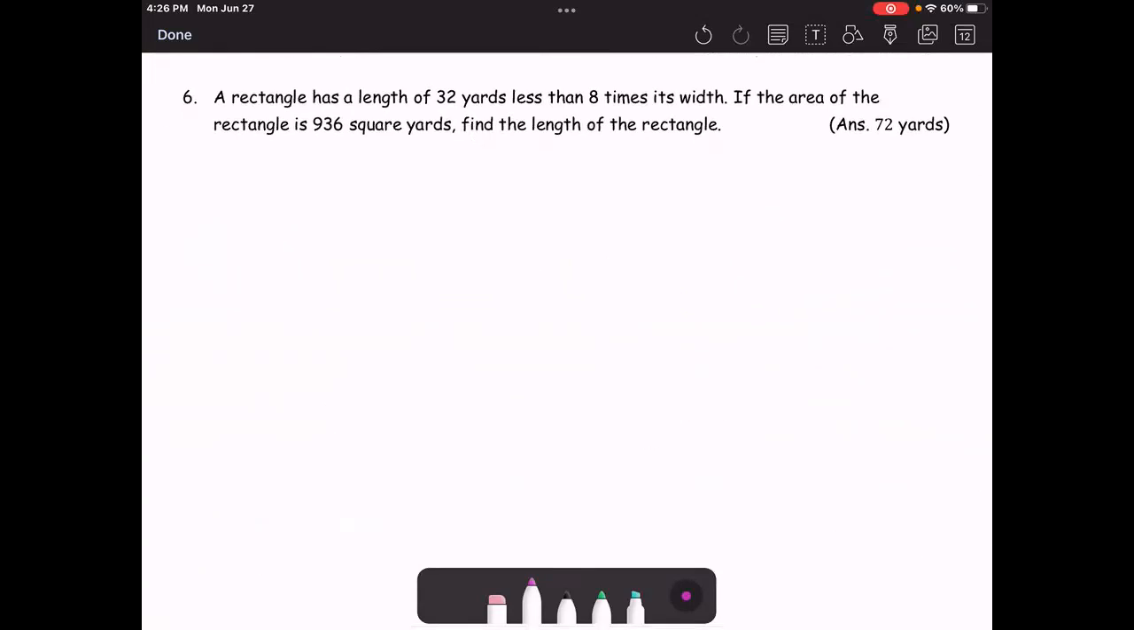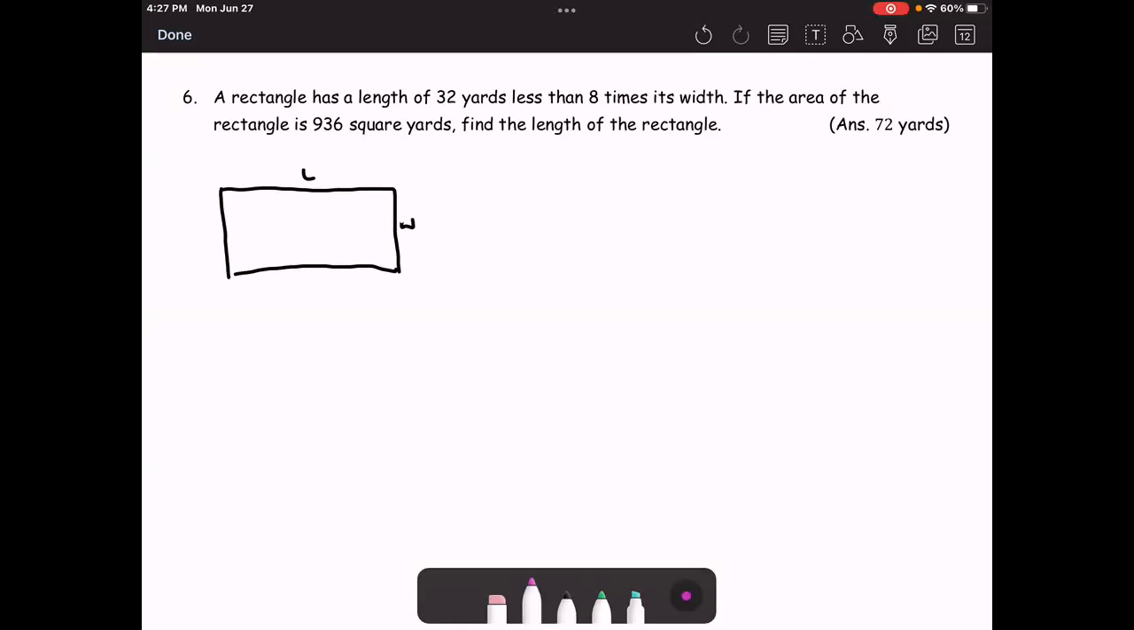For this application, a rectangle has a length of 32 yards less than 8 times its width. If the area of the rectangle is 936 square yards, find the length of the rectangle. Let's start with drawing the diagram. For the rectangle, we have the length and we have the width. The problem said the length is 32 yards less than 8 times the width.